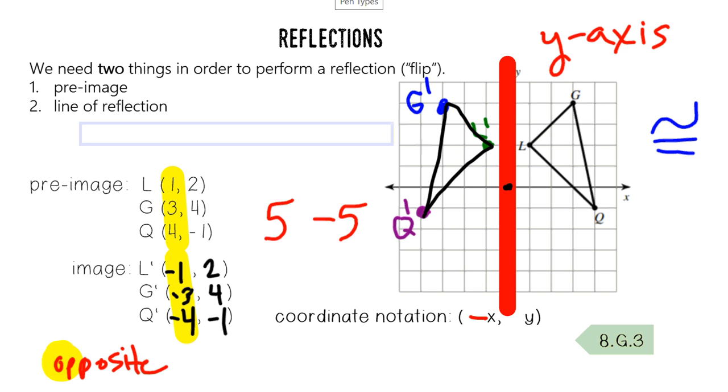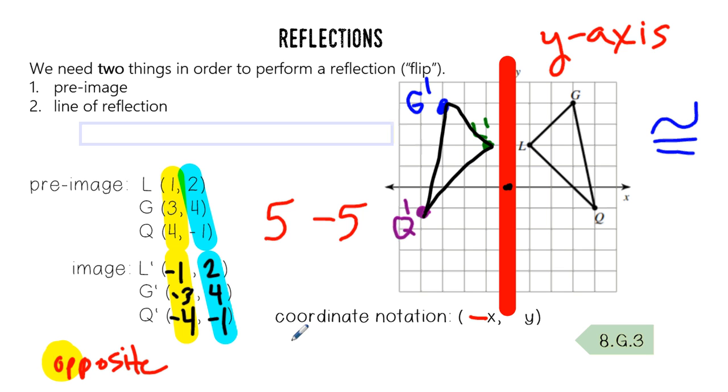I'm going to grab my highlighter again so that we can take a look at the y values to see how they have changed. So my y values were 2, 4, and negative 1. And now they are 2, 4, and negative 1. So did my y values change? No, this time my y values did not change. They're exactly the same as they were. So when I go to write my coordinate notation, this y value is going to stay the exact same. Nothing happened. 2, still 2. 4, still 4. Negative 1, still negative 1.